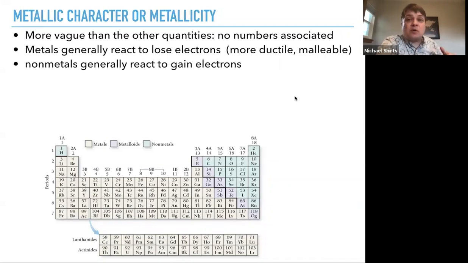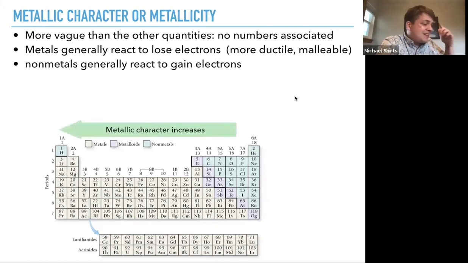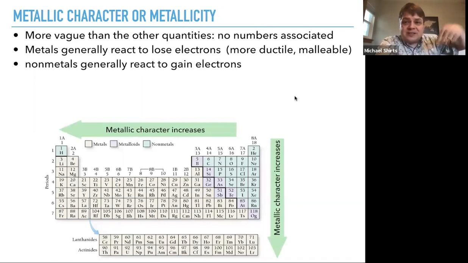At the bottom, they're more metallic. They're more likely to lose electrons. Those electrons are a little further from the nucleus. And up top, you're more likely to gain electrons. Those have higher energy. So we can see the metallic character increases as you're going this way, and then also increases as you're going down. It increases as you go back up the rows, it increases as you go down.